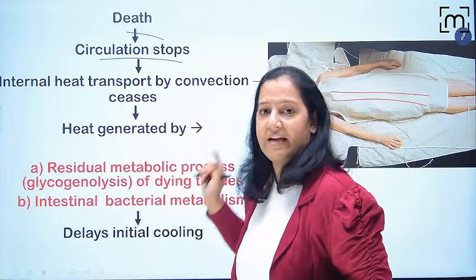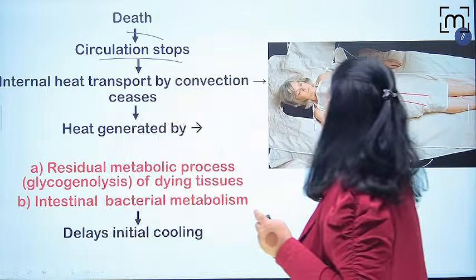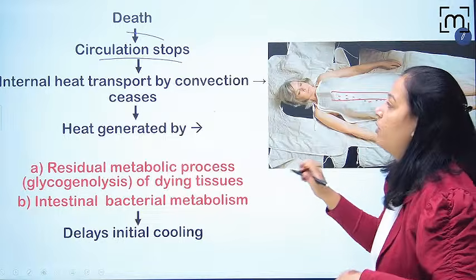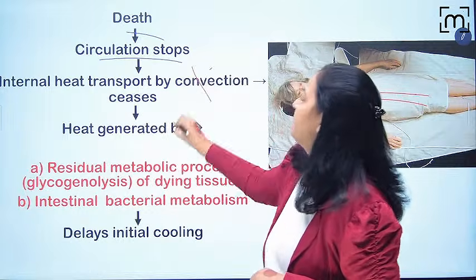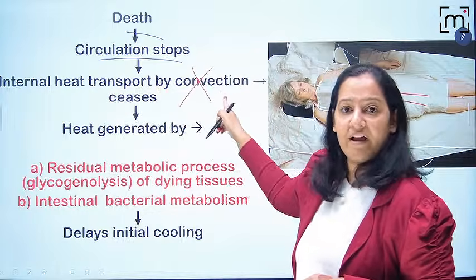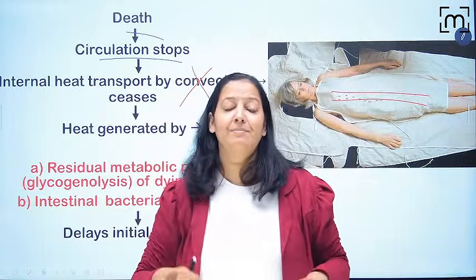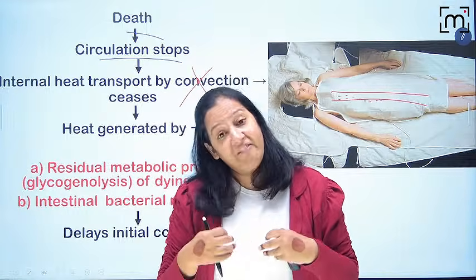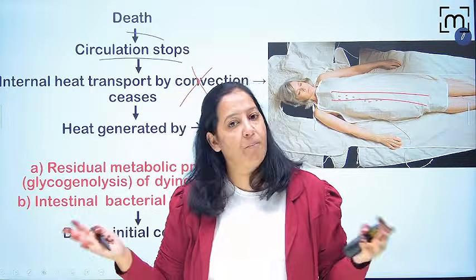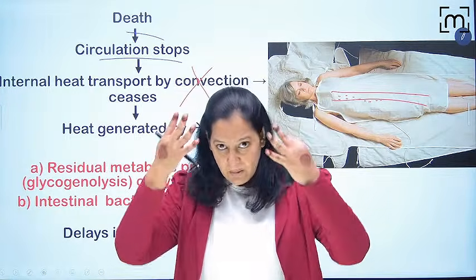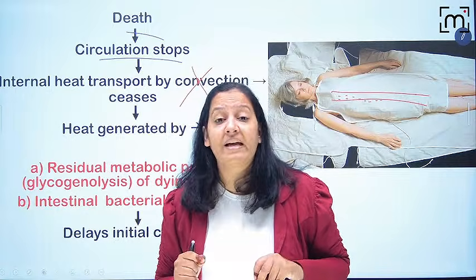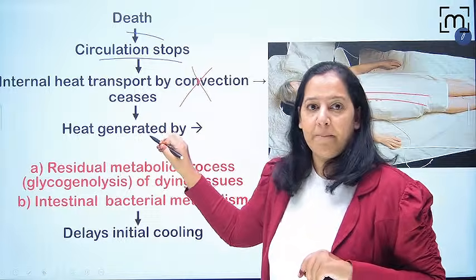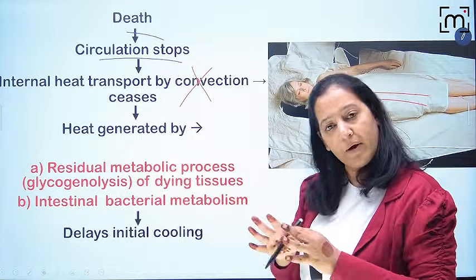But when the person is dead, the blood stops flowing. There is no blood flow, so convection stops. Internal heat transport by convection stops. Normally, heat transport takes place in a live body via convection. We have blood vessels that contain blood, blood is a liquid, and via convection it keeps on transferring heat from warmer areas to cooler areas. That's why we have a uniform body temperature of 37 degrees Celsius. Yes or no? But this will stop. So you must think, ma'am, heat is not transported from here to there, so the body starts losing heat.